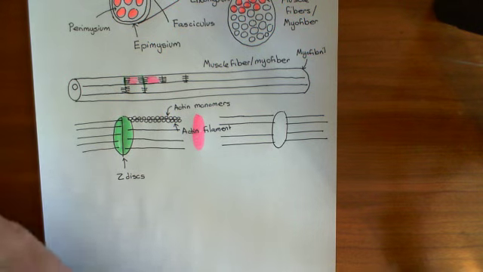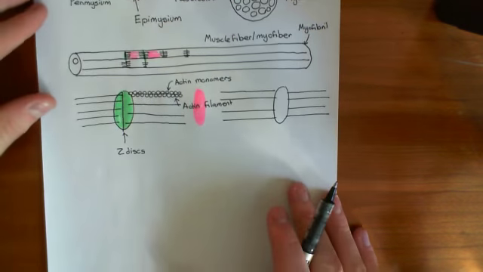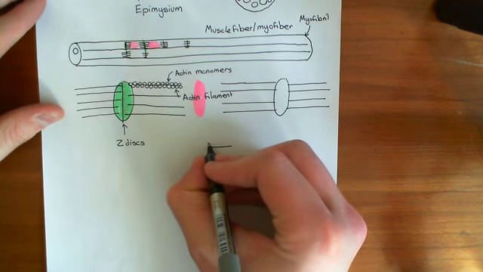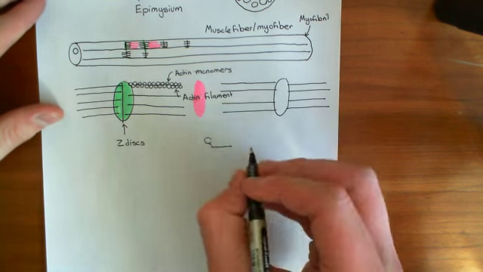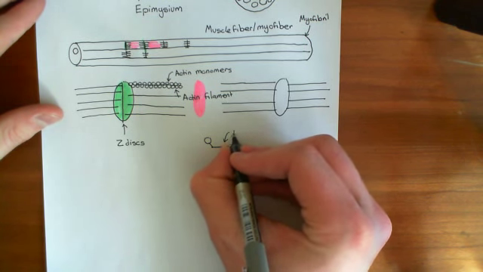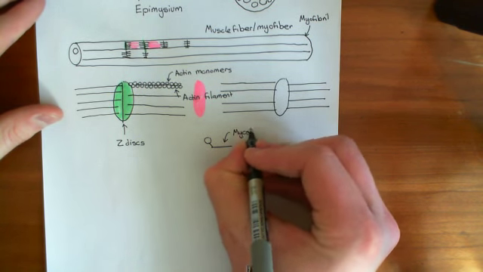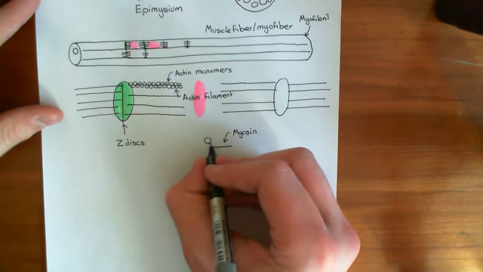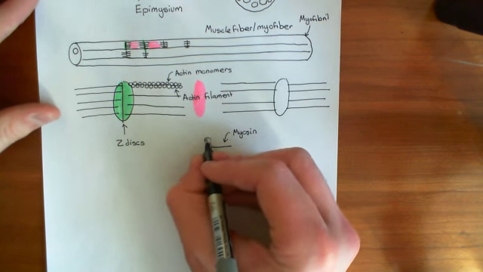So let me explain the other protein that is essential in muscle contraction. There's another protein, the structure of which looks slightly like this. This protein is known as myosin. And myosin has two distinct components. It has a fibrous tail and it has a globular head.